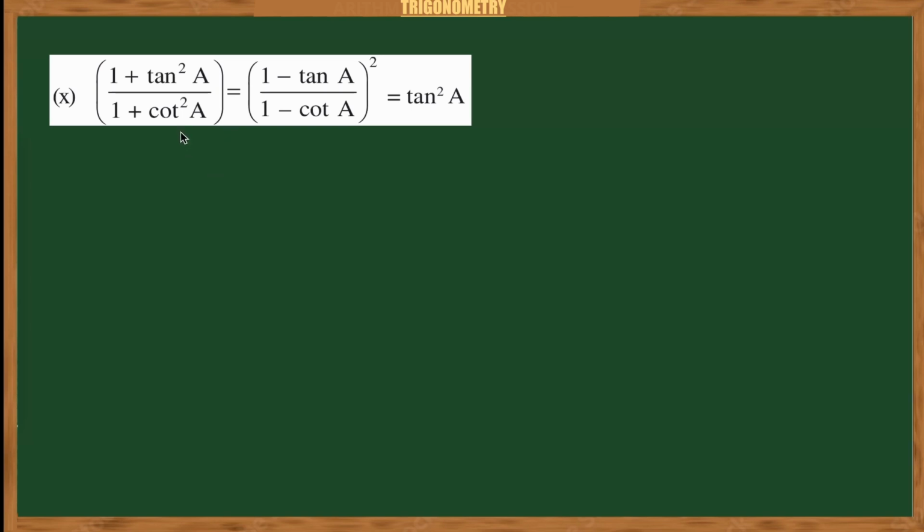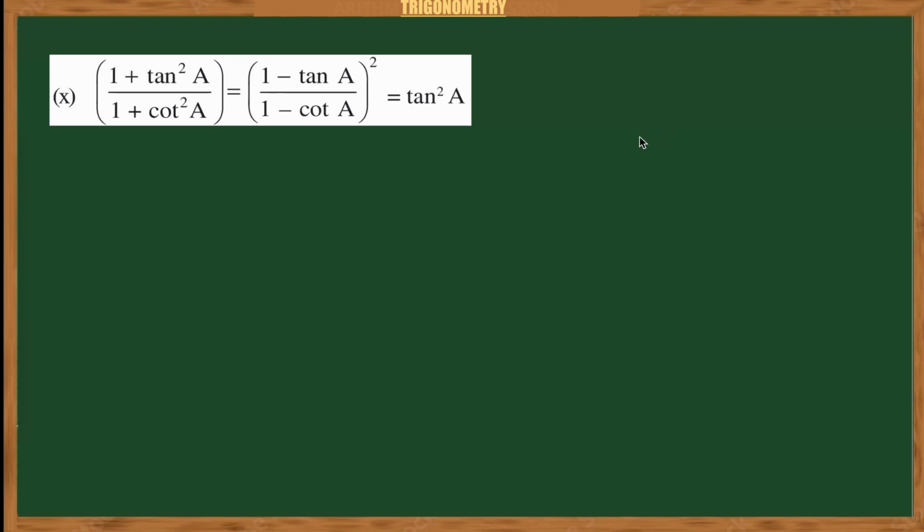Okay, so let's see our question here. (1 plus tan square A) divided by (1 plus cot square A) is equal to (1 minus tan A) divided by (1 minus cot A), the whole square, is equal to tan square A. One thing, as I say, first see whether you can replace any of the three formulas which you see, starting from the first question.